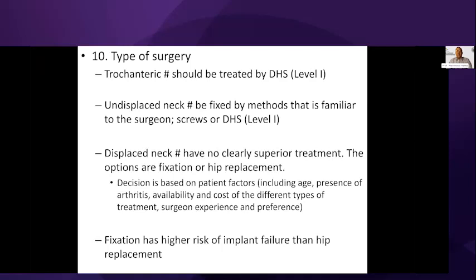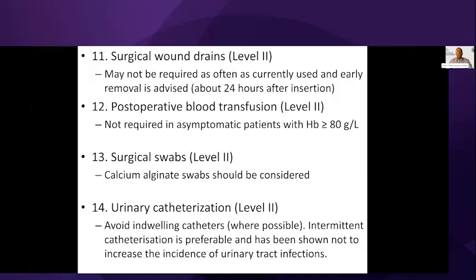And for displaced fracture, this is the one where you have a difficult decision whether to use a replacement or a fixation. Here it depends on so many factors. However, the fixation has a higher risk of failure. But if you have a young patient and you have to do the fixation, then in this case, it has to be done. And you can see the level of evidence is marked in front of every answer, and here you have level 1 evidence.